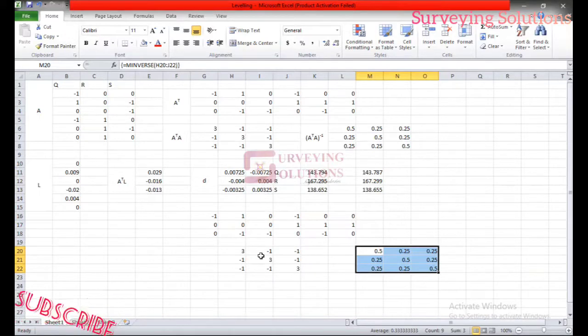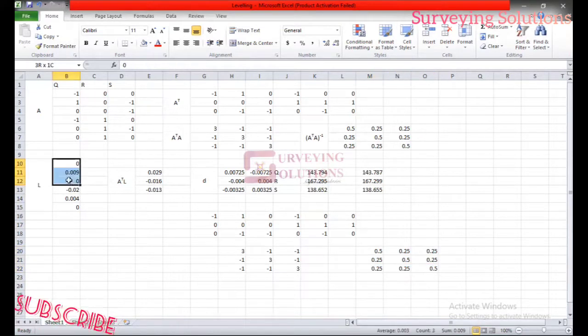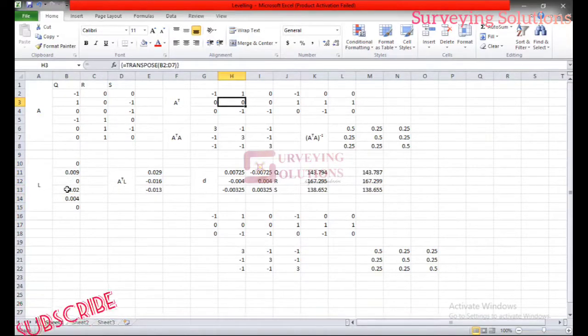So the next part of the formula is our L matrix. Remember, the computed minus observed. You should be able to check whether what you got from your calculation corresponds with this. So A transpose times L, the same L. How do you do that? A transpose, which is this, multiplied by this L, should give you this 3 by 1 matrix.